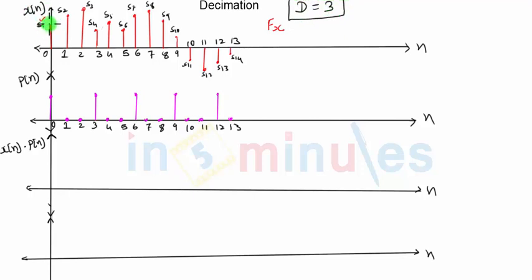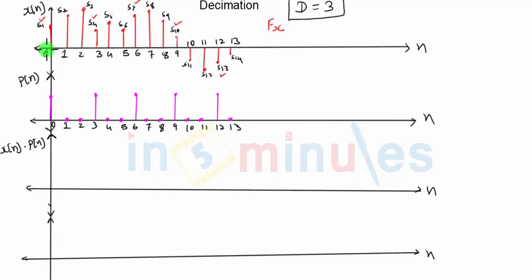So first I will read S1, that means the sample at n equal to 0. After that I'll have to read the third sample. In that case, the third sample will be the sample at n equal to 3. So that will be nothing but S4. After that I'll read the next third sample, which will be the sample at n equal to 6. That will be S7. Then I'll read the third sample again, so that will be the sample at n equal to 9. That will be S10. And finally I'll read the sample at n equal to 12. That will be S13. And I'll keep doing this.